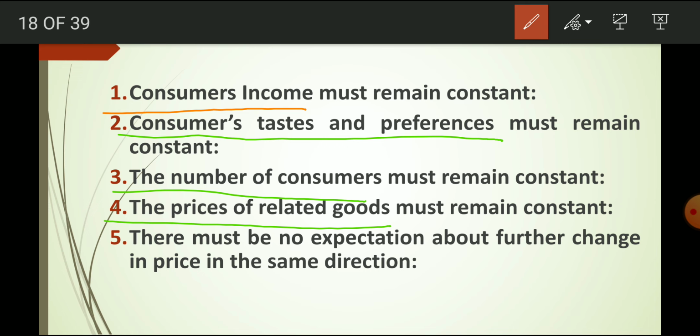Then there will be no expectation about future change. For example, we already discussed, if you have an expectation, for example, edible oil. If you have an expectation that the price of edible oil will increase in the near future, then you have to purchase more edible oil in present time. Because you expect the price will increase in future, you have to purchase more edible oil in present time. So demand for edible oil increases in present time, even if the price is high.